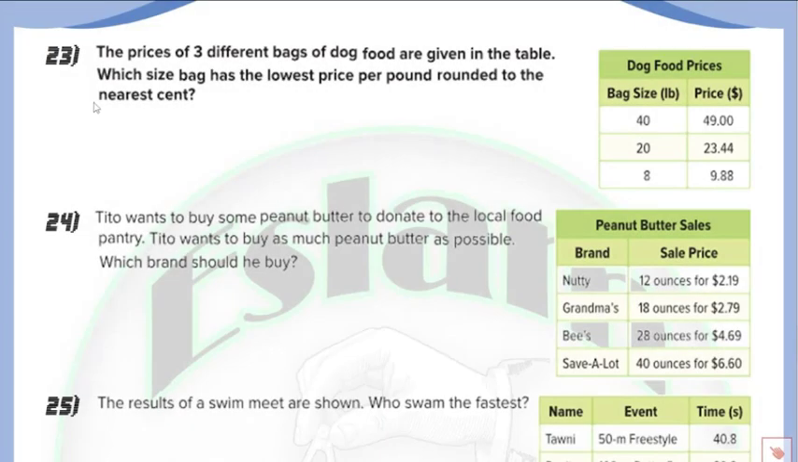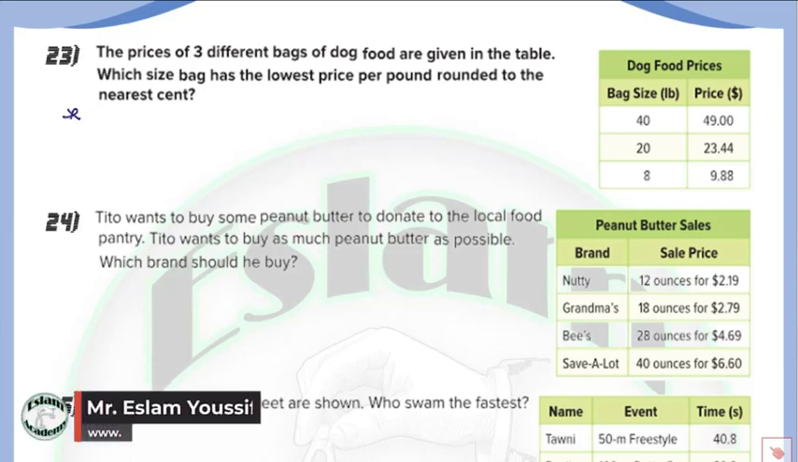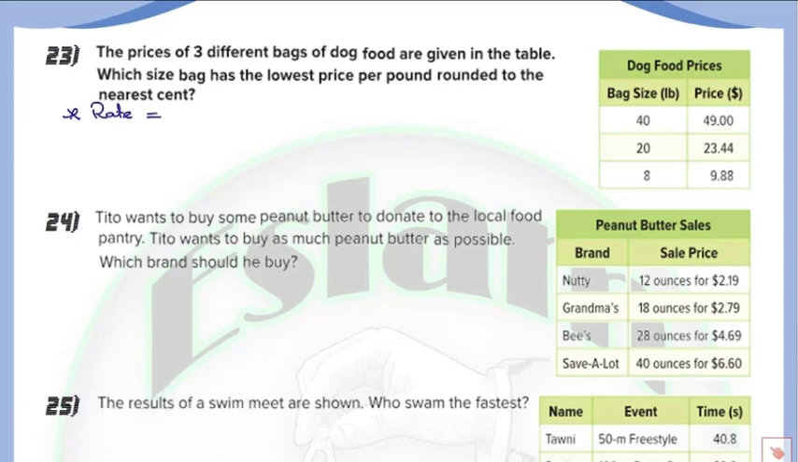In this table, you will find that we have the prices of 3 different bags of dog food. Now we need to find which one has the better price. To find the better price, it means we just need to find the unit rate of each one. So for the first type, you will find that we have 40 pounds, that's for $49. As we said before, to find the rate, when we have a price, just divide the price by the number of items. So it will be 49 divided by 40. By simplifying, you will find that the answer will be equal to 1.23. The unit of the first number is dollar, and the unit of the second one is pound, because we are talking about the price of each pound.